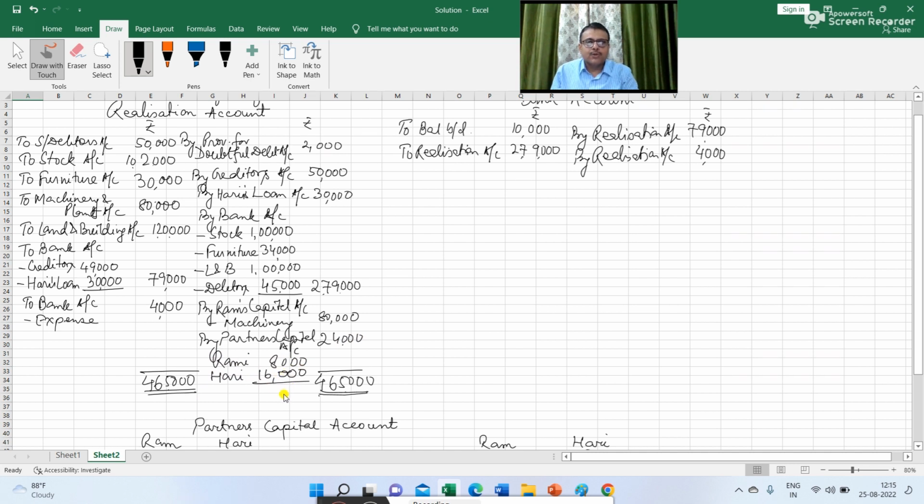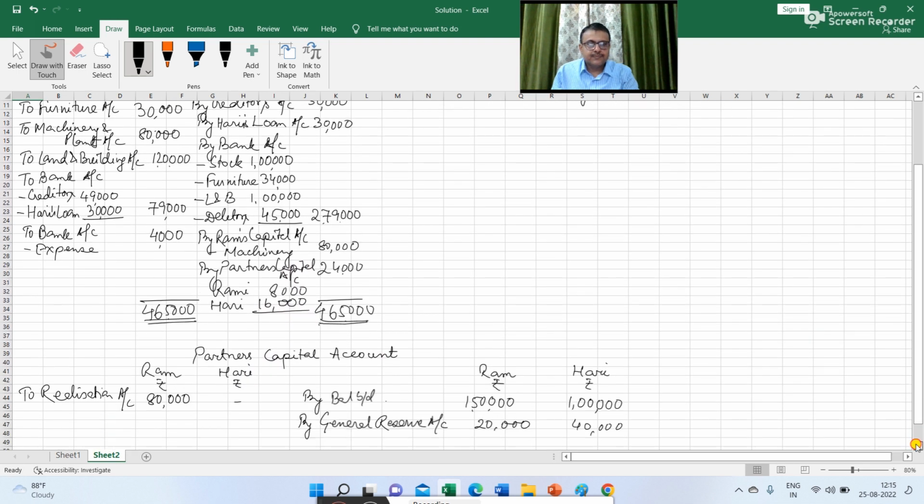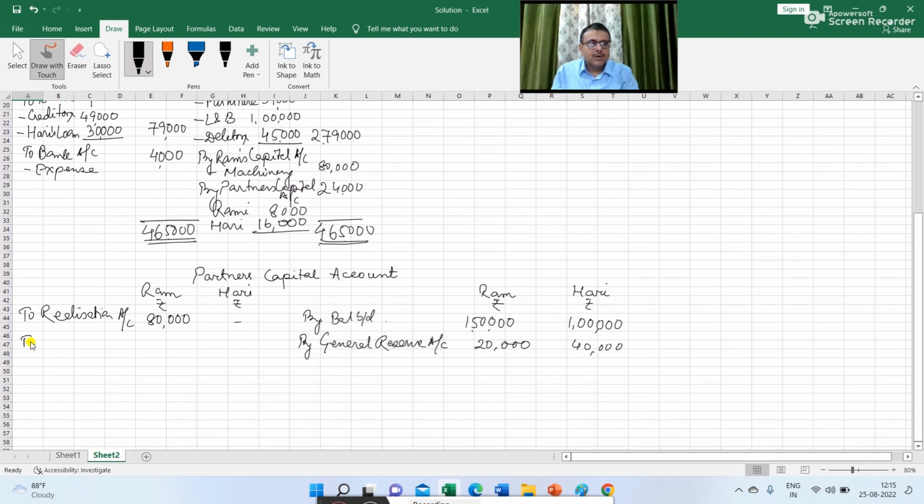Now this amount I am going to transfer to partners capital account. So in partners capital account I am transferring the amount of loss that we calculated in realization account. So partners capital account debit to realization account 8,000 and 16,000. Now we are going to close the partners capital account. So credit side of Ram is 1,70,000 and total of Hari is 1,40,000.